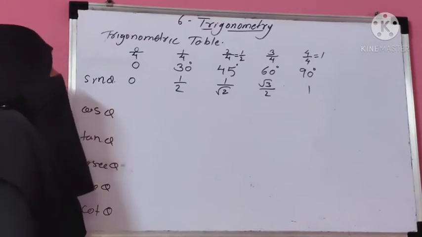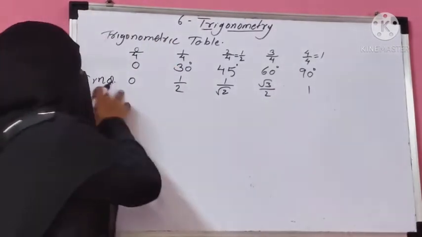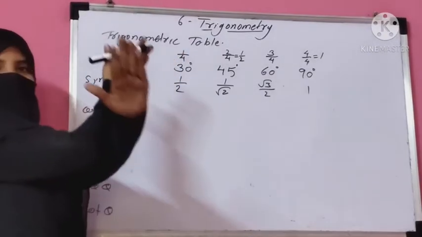Okay. Now for cos, here we have the ratios of sin theta, that means the values for the sine angles. Now for cos, just change the place.